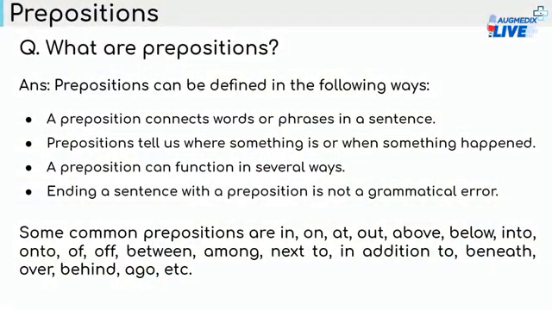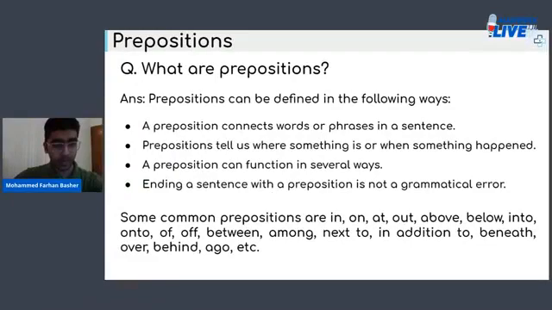All right? Okay, then. So let's head straight and see what we have for today. Prepositions. So what are prepositions? What are prepositions? Prepositions can be defined in the following ways.